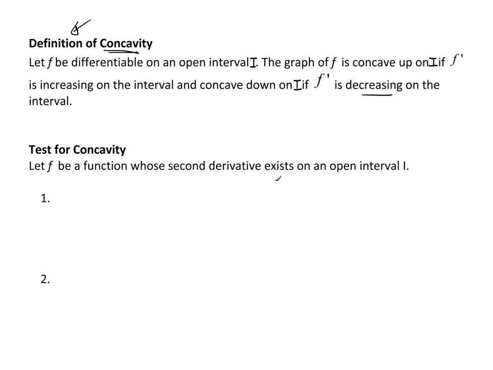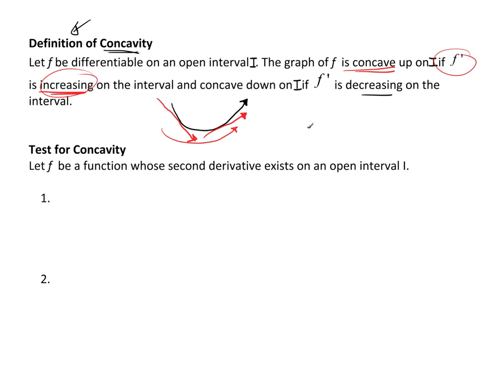So let's think about what it means to be increasing and decreasing. If I have a function that looks like this, clearly this is concave up. Now if I think about the slope of the tangent line, the slope here is going to be negative. The slope here is going to be positive. It's moving from negative to positive, so it's increasing. That's what we're saying right here. So the graph of f is concave up if the first derivative is increasing, which is what I'm seeing here.